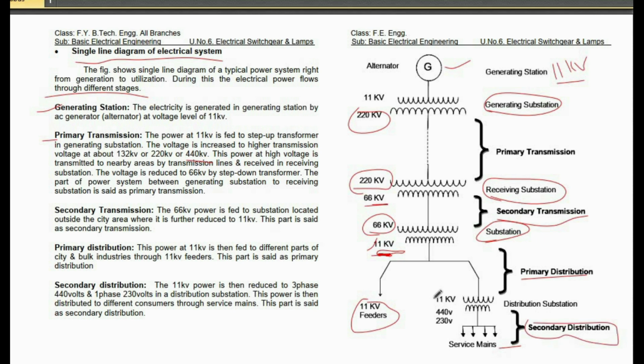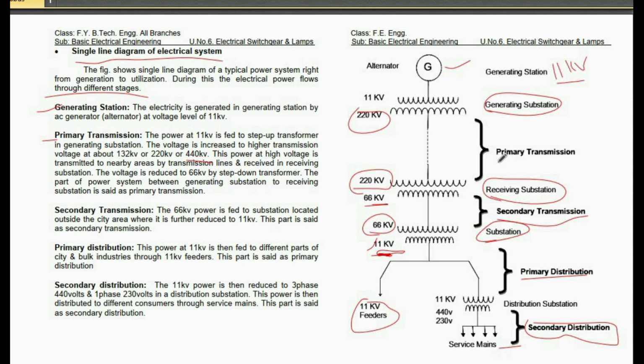This 440 volt 3-phase supply and 230 volt single phase supply is distributed to all the servicemen wherever required. This is nothing but the single line diagram of the electrical system. In this way, generated electricity is transmitted, distributed and supplied to the servicemen. This is the single line diagram of the electrical system.